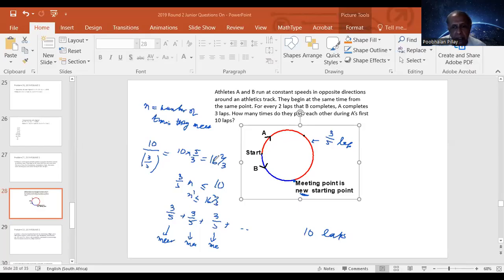Right? You can't meet 16 and 2/3 times. It's a number of times they meet. So it's the largest whole number which is smaller than 16 and 2/3. So it's a little bit tricky, but the answer is 16.